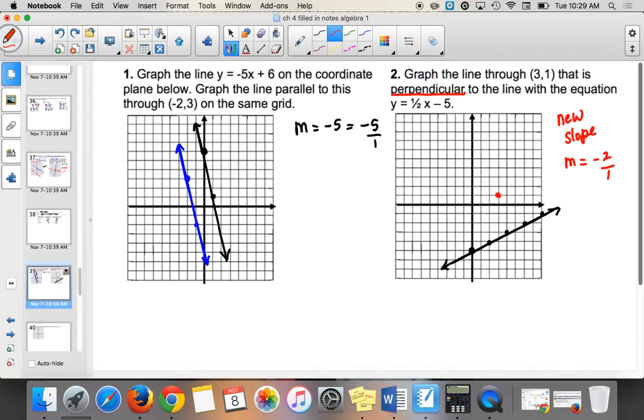So we want to go downwards in the end. I could go up first, but then I would go to the left, right? So I usually go down 2, right 1. Unless I run out of room on my graph, and then I go up 2, left 1. Just as long as it's a negative slope in the end. Okay, and then we check. Does it look like it's perpendicular?